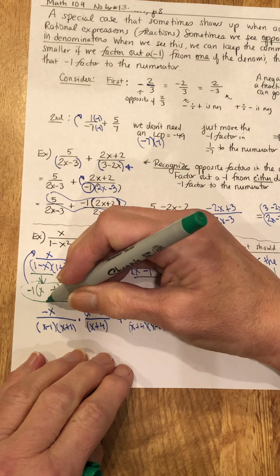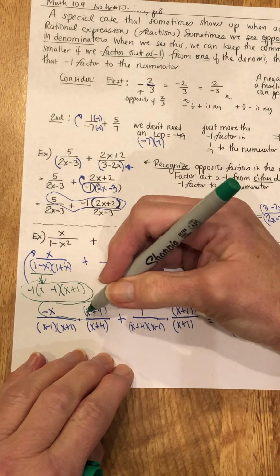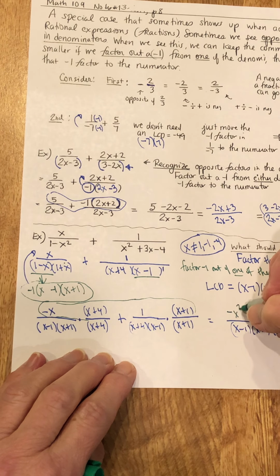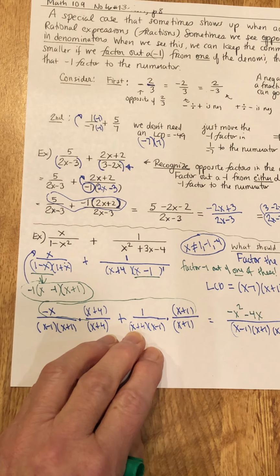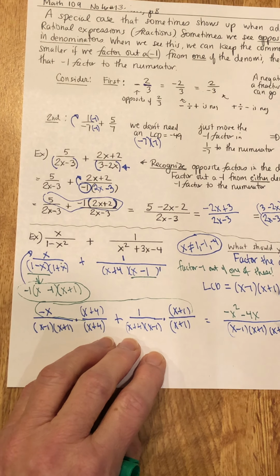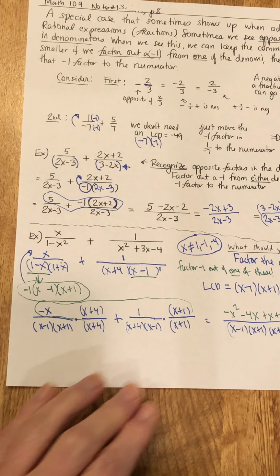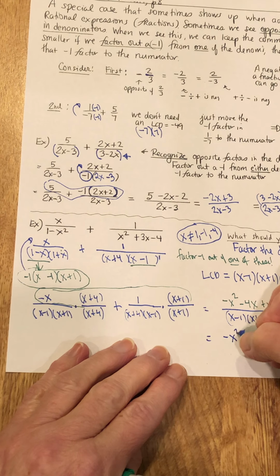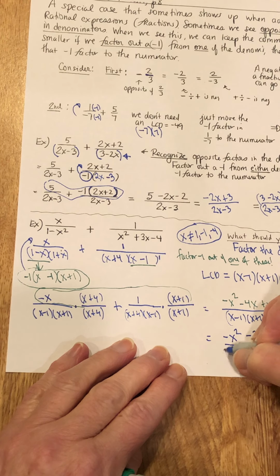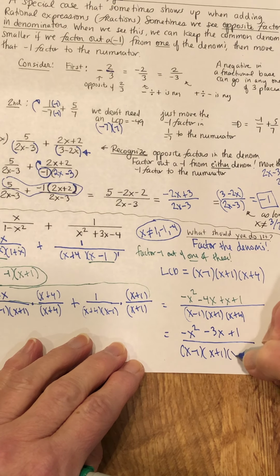So in the numerator, I am going to distribute that negative x. So that's going to be negative x times x, which is negative x squared. Negative x times 4, which is minus 4x. Then that's a plus, and you can distribute the positive. It doesn't change anything. It's going to be plus x plus 1. And so I do have some like terms. That's negative x squared minus 3x plus 1 all over x minus 1, x plus 1 times x plus 4.